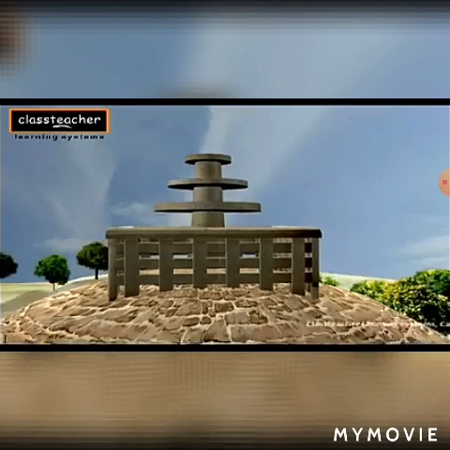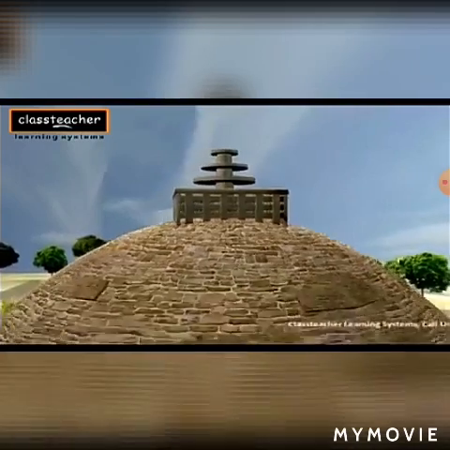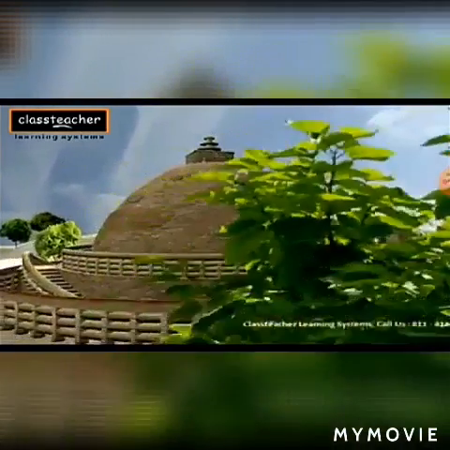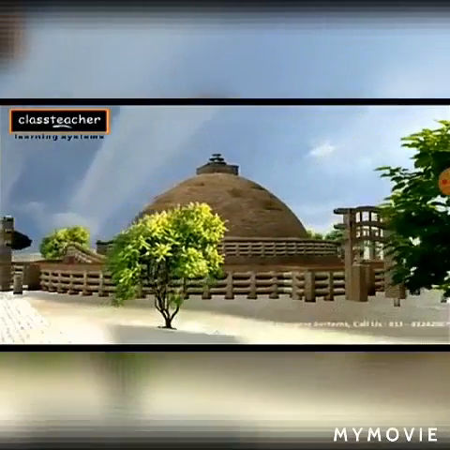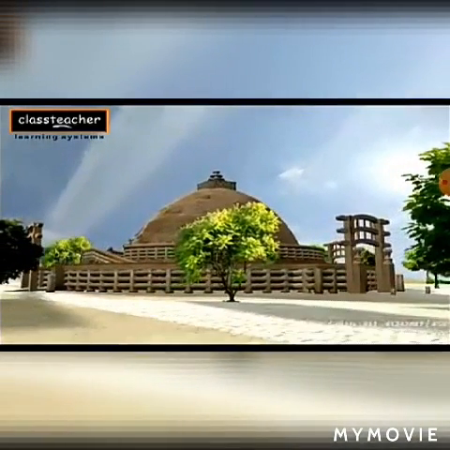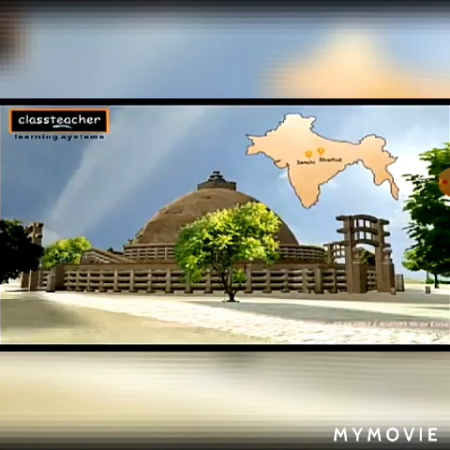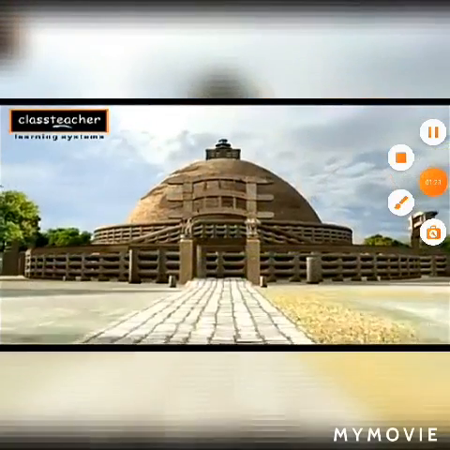The mound was surrounded by a railing, which separated the sacred space from the outside world. Early stupas at Sanchi and Bharhut had stone railings which resembled a bamboo or wooden fence. Richly carved gateways were installed.